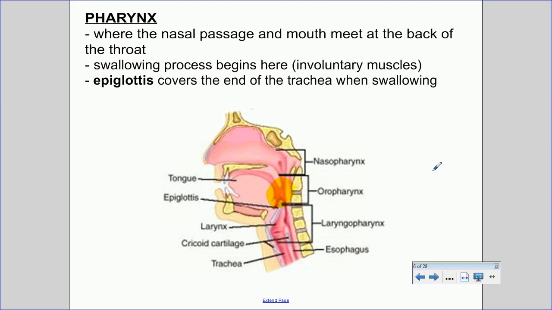Now, because you have both the trachea and the esophagus at the back of your throat, that opening can lead to either tube, and remember, the trachea will lead to the lungs. The esophagus is what will lead to the stomach. So you want to make sure that food that you swallow ends up in the stomach. To ensure that that happens, there's a structure called the epiglottis that will cover the end of the trachea when swallowing, making sure that food goes down the right tube, essentially.